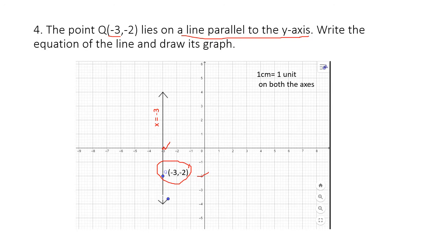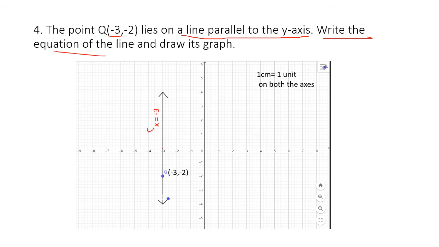So the second step will be to draw a line parallel to the y-axis. Once we draw this point on a blank graph paper, we first draw Q (-3, -2) and then we draw this line parallel to the y-axis. And then what is the third step given here? To write the equation of the line. So we write down the equation of the line here.